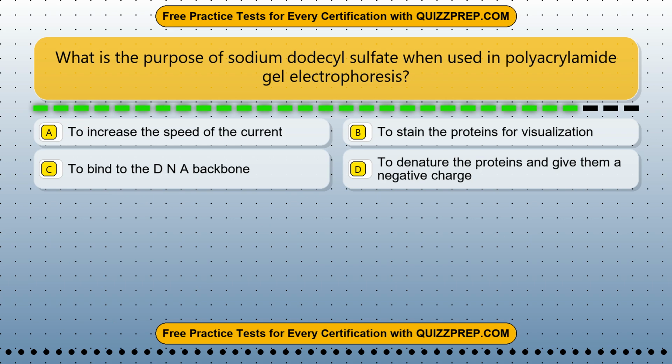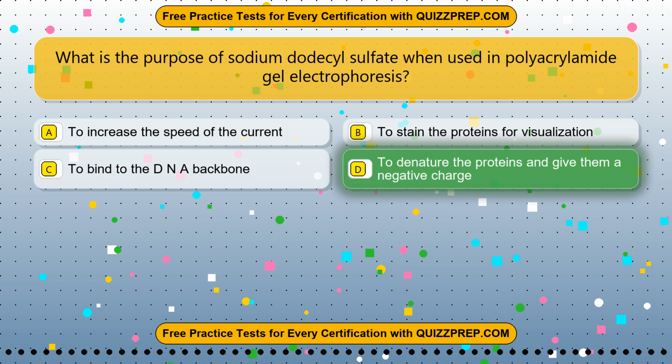Question 9. What is the purpose of sodium dodecyl sulfate when used in polyacrylamide gel electrophoresis? Option A. To increase the speed of the current. Option B. To stain the proteins for visualization. Option C. To bind to the DNA backbone. Option D. To denature the proteins and give them a negative charge.